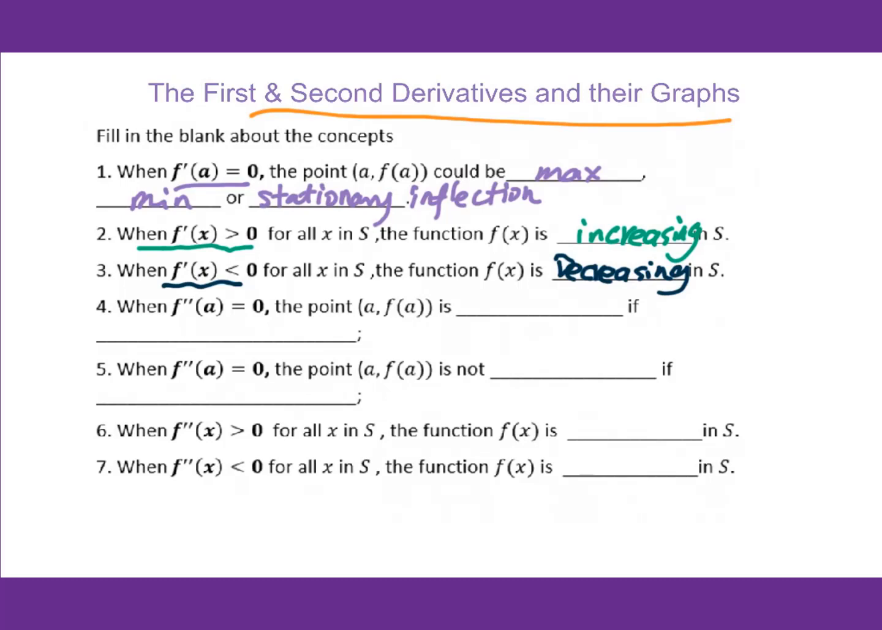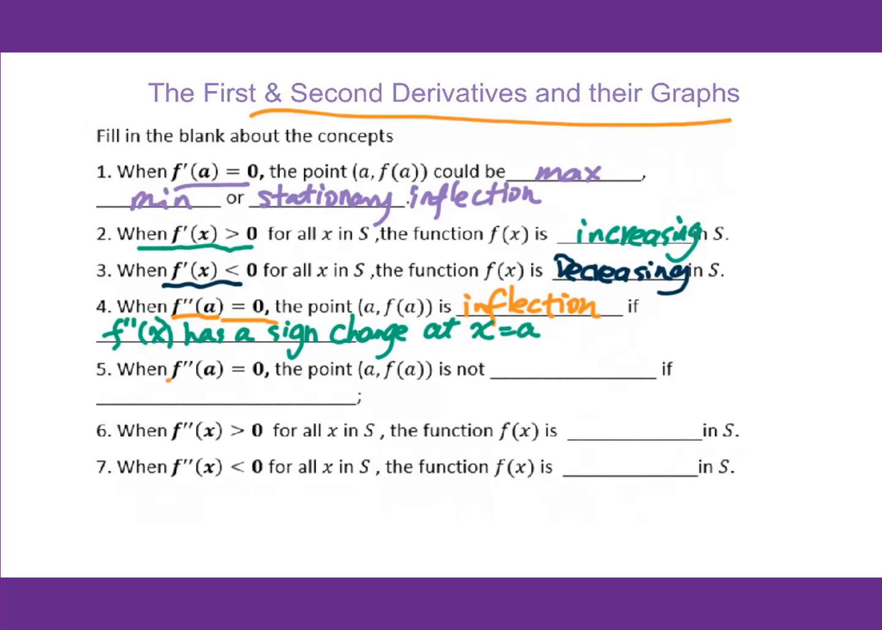When f double prime of a equal to 0, the point (a, f of a) is inflection point if f double prime of x has a sign change at x equals a.